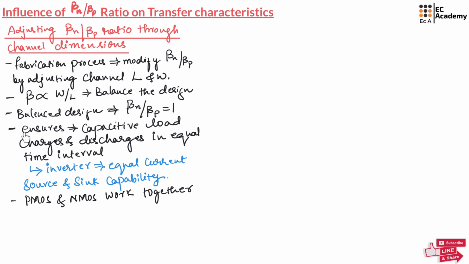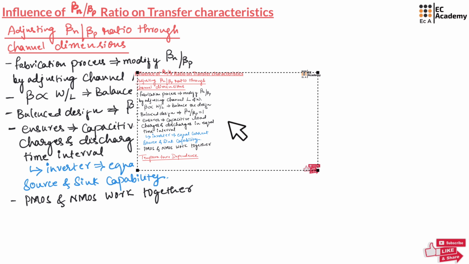This ensures that the capacitive load charges and discharges in equal time interval. Equal time interval means that in an inverter there will be equal current sourcing capability. Equal current sourcing capability means PMOS and NMOS will work together in harmony.